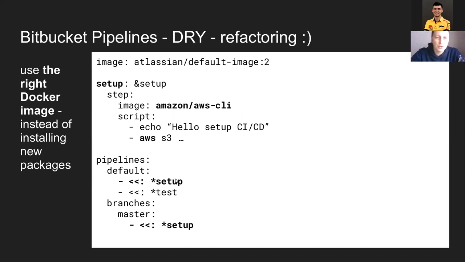An additional option you can use is to use the right Docker image instead of installing a new package. As you know, Bitbucket Pipelines uses Docker, and you can provide a needed environment with a Docker image related to your stuff. For example, here we want to do some workflow with AWS S3, so we just pull the Amazon AWS CLI image, provide it with the keyword image, and then the AWS CLI is available for us in this setup anchor, and we can use it for setup in the default section and branch master.